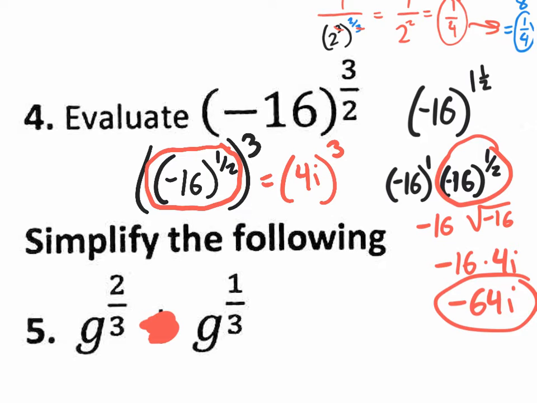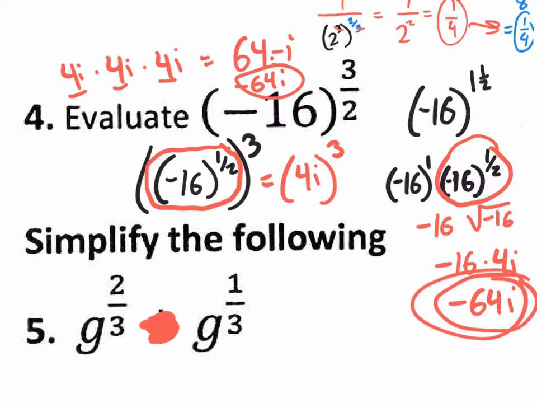So what is 4i times 4i times 4i? That'd be 4 times 4 times 4. That is 64 i to the third. What is i to the third really? It's really negative i. You guys remember that? So that'd be negative i that you're multiplying by. So your final answer would still be negative 64i. Same exact answer as down here.